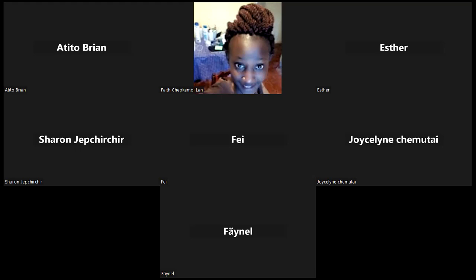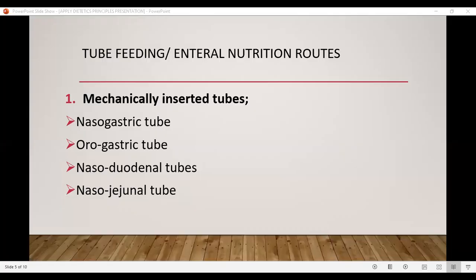So today we are going to look at enteral nutrition, and we have two objectives that we are going to tackle. The first objective is definition of terms, and the second objective is on seeing the various enteral tube feeding that are found. So from the definition of terms, we'll start with the first term.